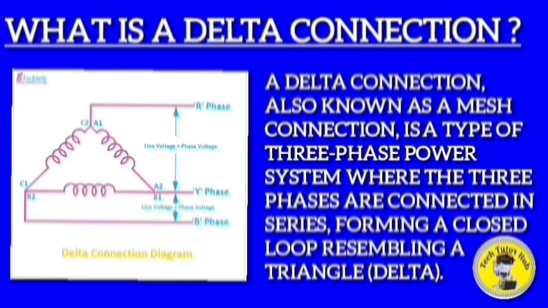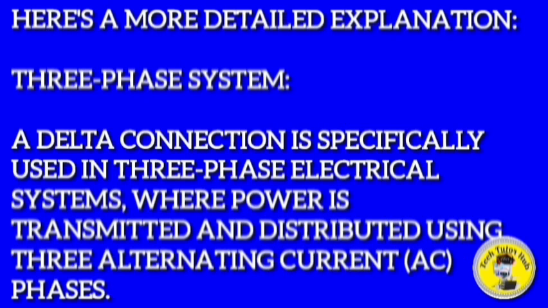Delta connection. A delta connection, also known as mesh connection, is a type of three-phase power system where the three phases are connected in series, forming a closed loop representing a triangle or delta. A delta connection is especially used in three-phase electrical systems where power is transmitted and distributed using three AC phases.